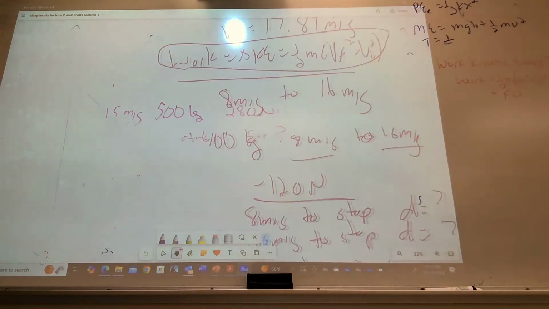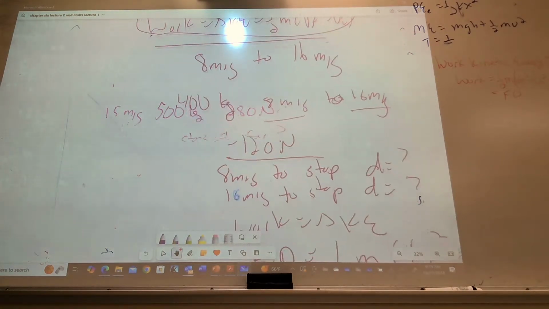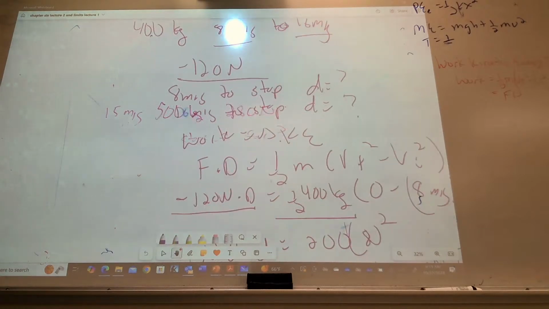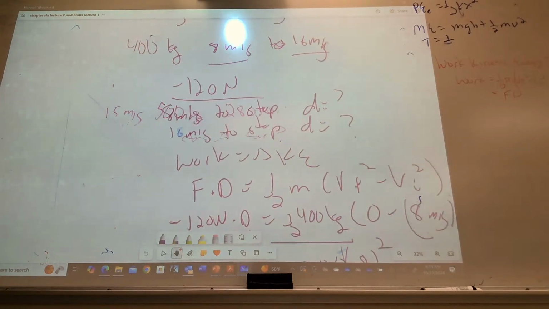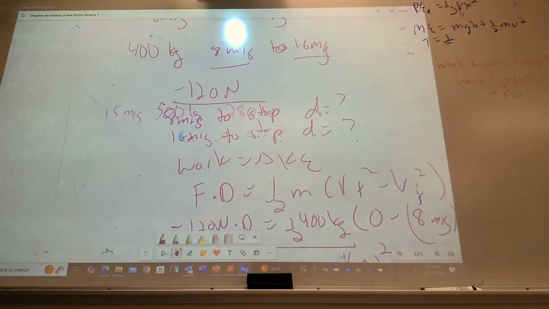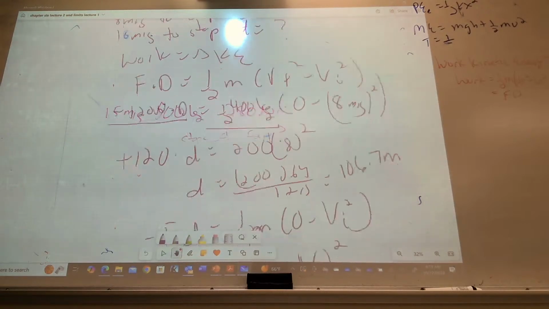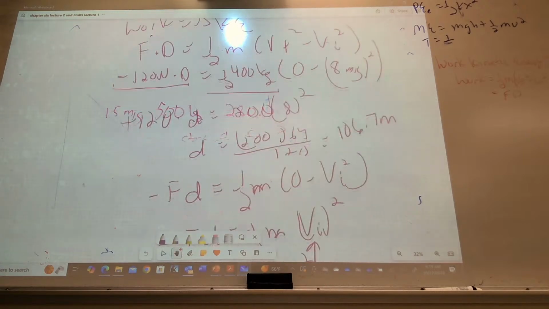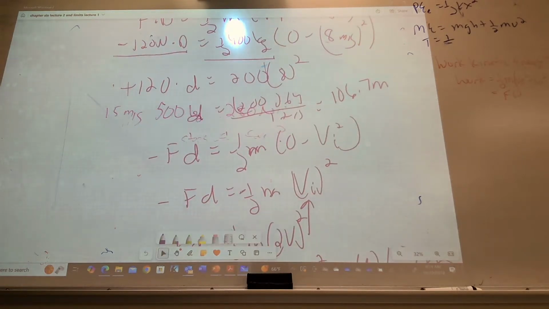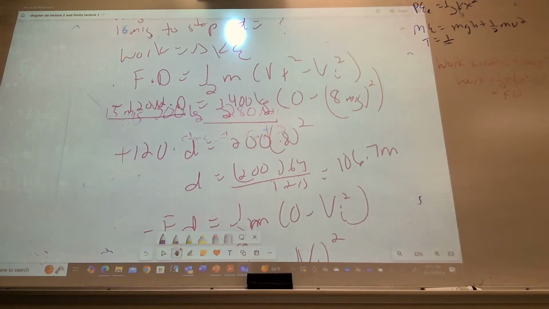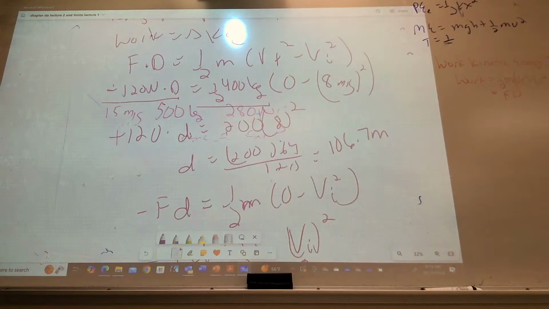So you got it in both cases, right? So you're doing this and you're doing 16. What'd you get for your stopping distance at 8? Violet? 106.7. Good. And then you should not have had to calculate both, right? You know that if we've doubled our speed, the stopping distance is 4-fold.